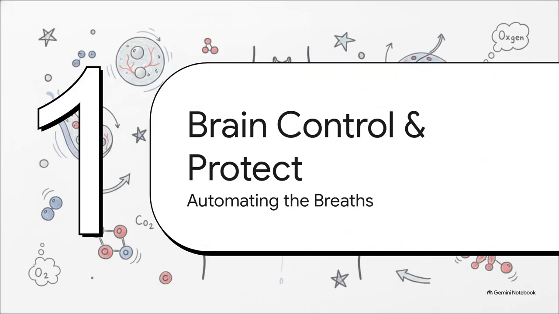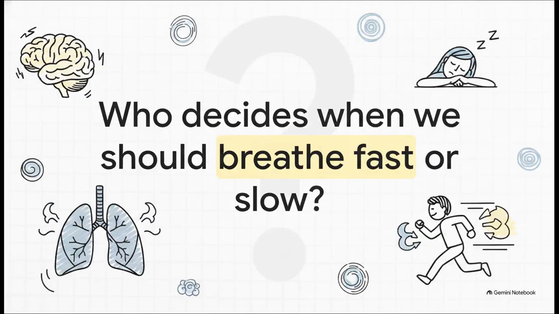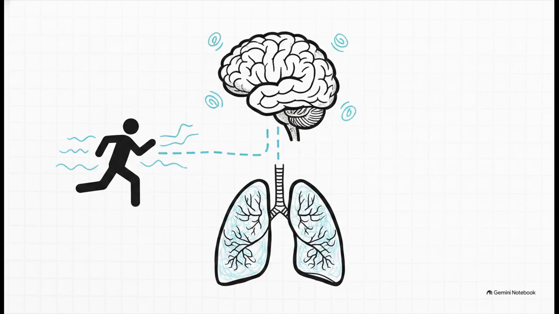Next up, Section 5, brain control and protection. So the lungs are doing all the heavy lifting of gas exchange, sure. But who's managing the whole operation? It's actually a pretty fascinating question. Who exactly decides when we should breathe fast or slow? You don't have to think about breathing when you sleep, right? And when you go for a run, you definitely aren't consciously commanding your lungs to work harder. The secret lies in the respiratory control centers of your brain.